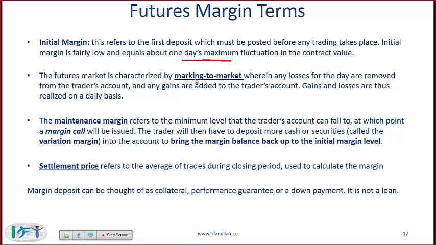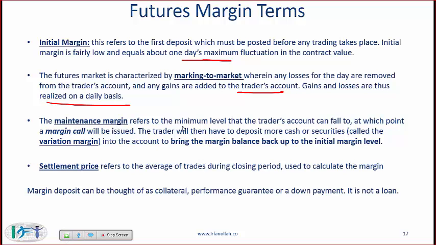The futures market is characterized by marking to market, wherein any losses for the day are removed from the trader's account and any gains are added to the trader's account. Gains and losses are thus realized on a daily basis. Whereas with forward contracts, you realize your gain or loss at expiration.